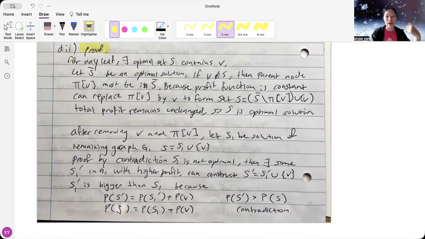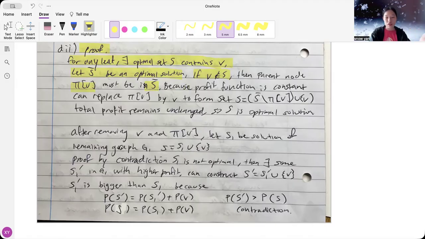The first lemma is that for any leaf V, there exists an optimal set S which contains V. How I'm going to prove this lemma is that basically I'm going to define an S-bar that is an optimal solution. If the vertex of my leaf was not in S, then the parent node of V must be in S, right? Because if it wasn't in S, then the profit would have been less, which would be problematic, and it wouldn't be an optimal solution. Hence, the parent should be in S.